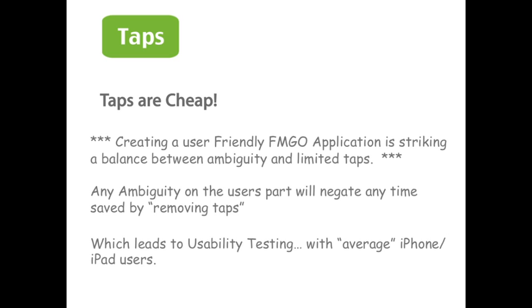So, just to reemphasize, taps are cheap. Creating a friendly interface in FM Go is striking a balance between clarity, ambiguity, and limiting the taps. Limiting the taps should be your last concern. Clarity is number 1 concern. Because any time that you save in taps, you could blow the whole thing if someone sits there and stares at the screen for 10 seconds trying to figure out what they should do. And if they stare at it much more than about 10-15 seconds, they'll get frustrated, and then you've got problems. Which of course leads us to usability testing.